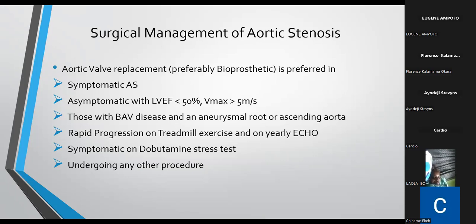Surgical management, AVR, preferably prosthetic, is preferred. It is indicated in patients with symptomatic AS, or patients with asymptomatic AS with EF less than 50, Vmax greater than 5 meters per second, and those with bicuspid aortic valve disease and aneurysmal roots or ascending aorta. So for this form of patient, you want to do AVR. And also those who are symptomatic on dobutamine stress test. And then if they're undergoing any other procedure too, that is, they require CABG and others.